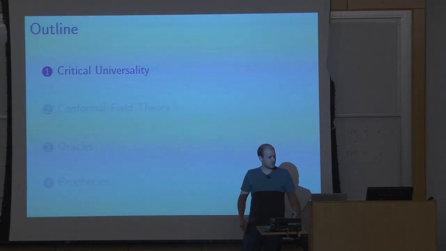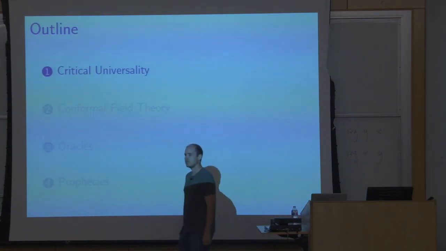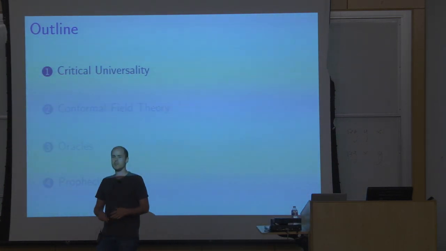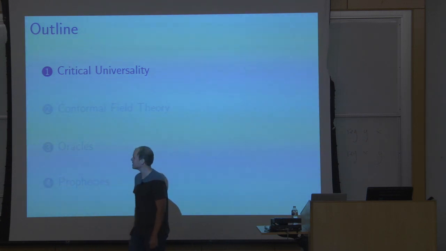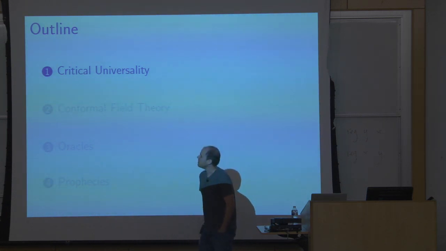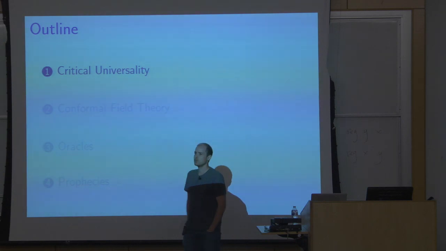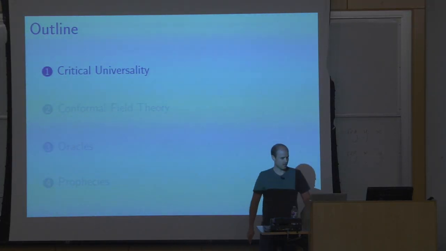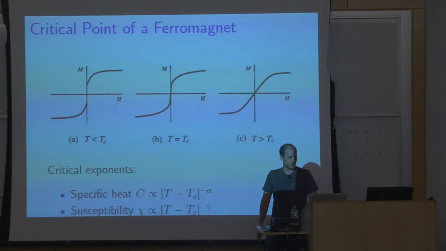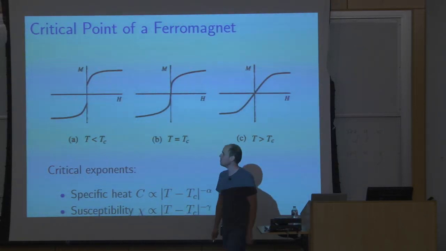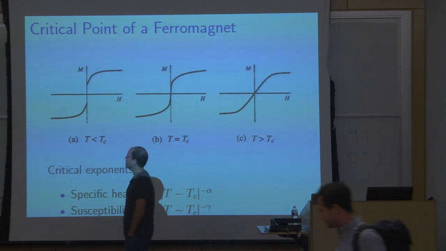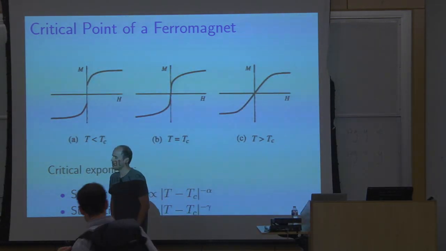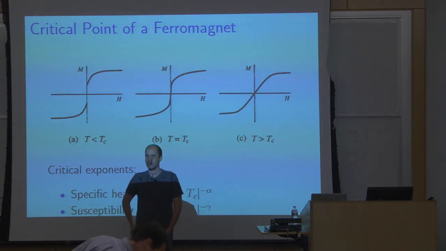So conformal field theory, as Flip mentioned, touches on many different areas of theoretical physics. But maybe the most familiar area is the notion of critical universality in condensed matter systems. So let me start with that. So probably the most well-known example of a critical point occurs in a ferromagnet.